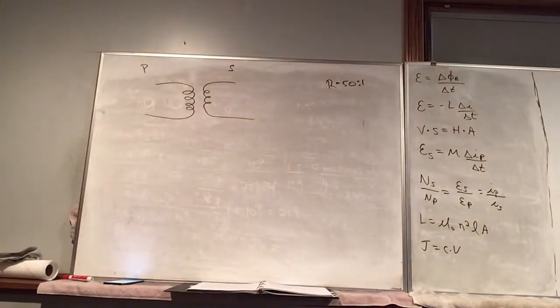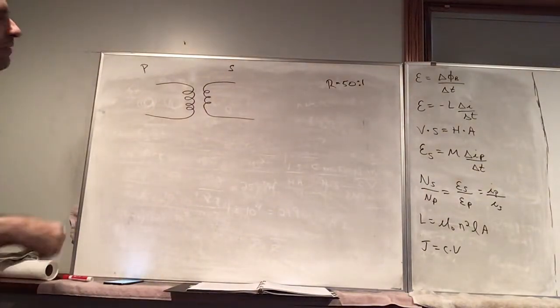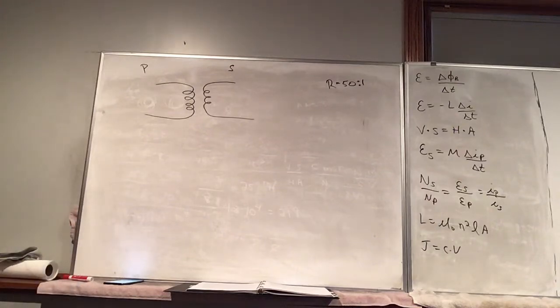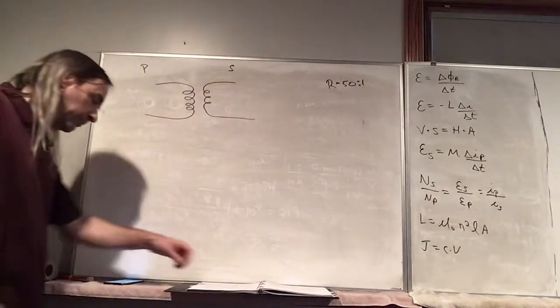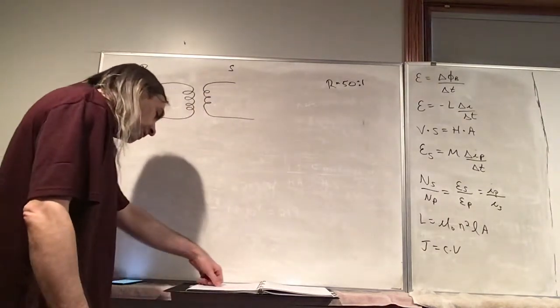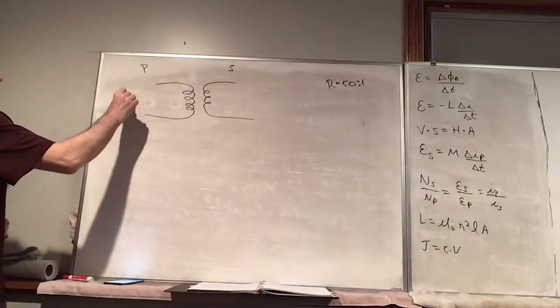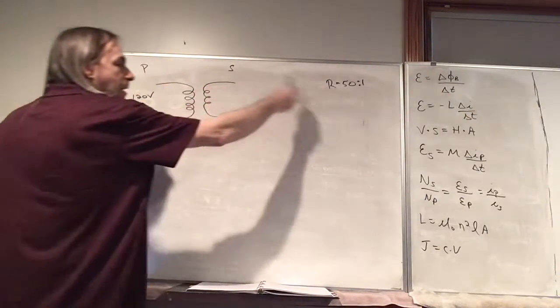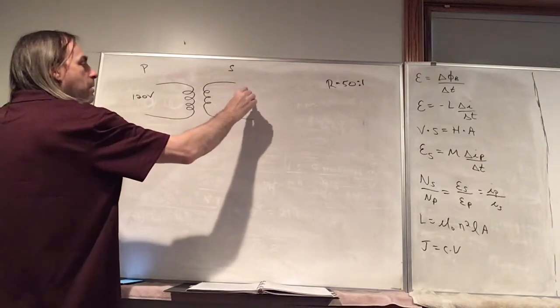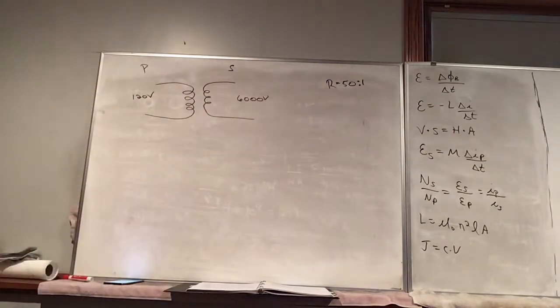So, again, there's a definition for turns ratio, like NS over NP or NP over NS. I don't really worry about memorizing that. I know it's a step-up transformer, so we're going to up the voltage. So the primary coil is plugged into 120 volts. So yeah, it's a step-up transformer. So we're going to have 6,000 volts in the secondary coil. It's a 50 to 1 ratio. 50 times 120 is 6,000.